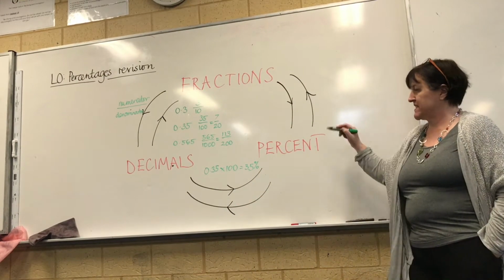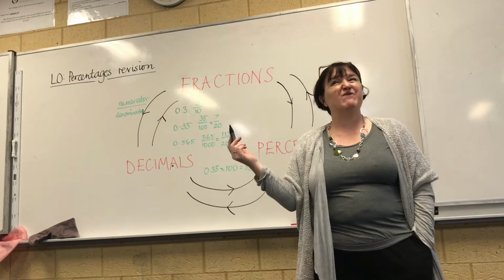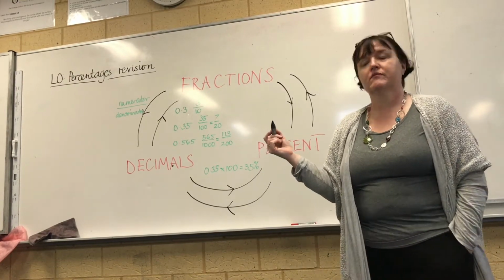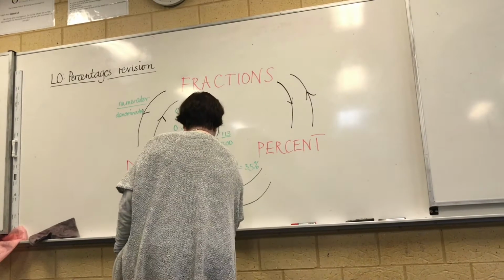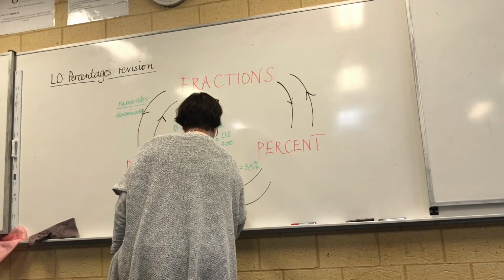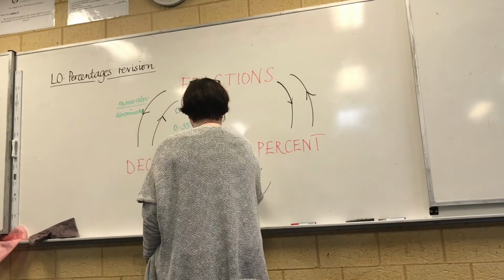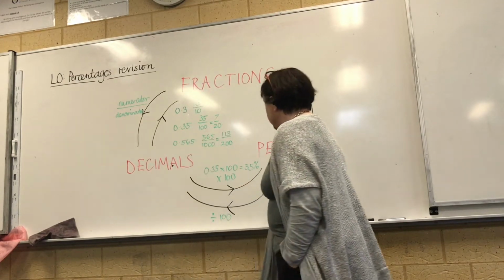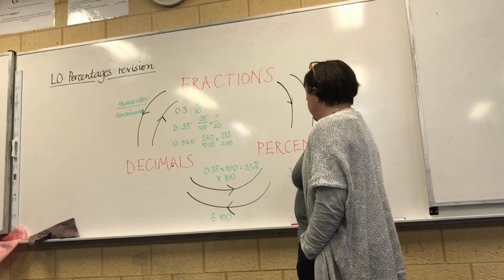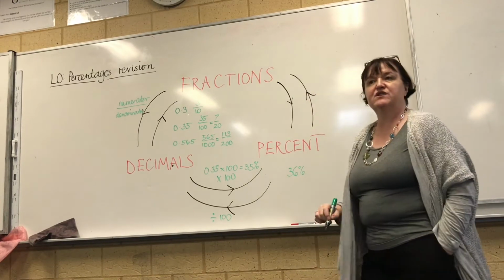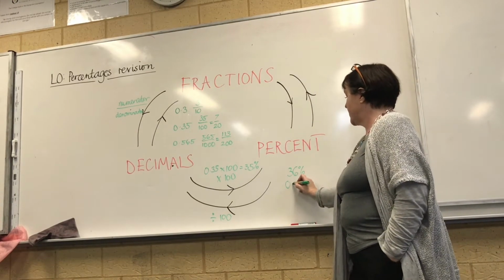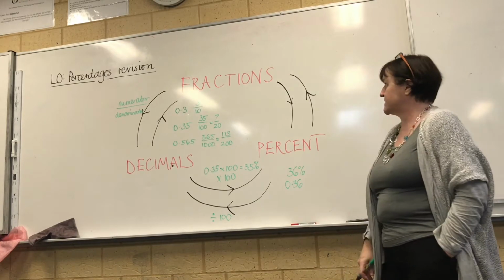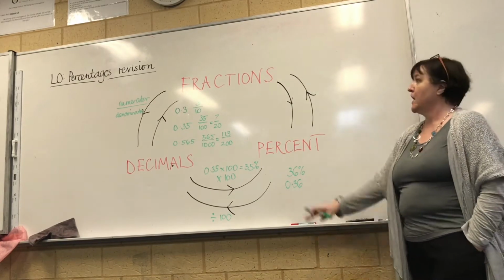What about from a percent to a decimal? It's the inverse, isn't it? Divided by 100. Divided by 100, that's right. So this one you multiply by 100, and this one you divide by 100. So say, for instance, you've got 36%. If you divide that by 100, it will be 0.36 as a decimal. Okay.